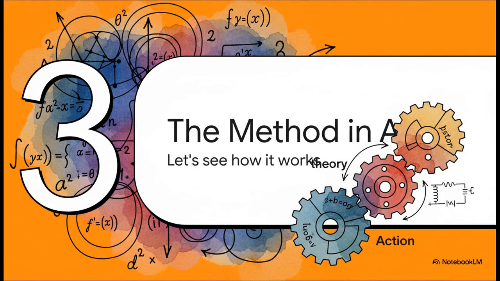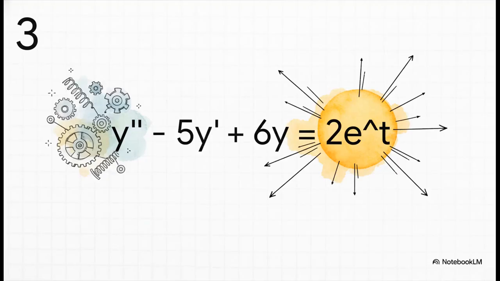All right, that's enough theory for now. The best way to really get this is to see it in action. So let's jump into a concrete example and watch how this whole two-part strategy plays out. Okay, here's our first problem. We've got a differential equation. And you can see that the forcing function on the right, our g of t, is 2 times e to the t. Our job is to find the general solution that describes everything this system can do.